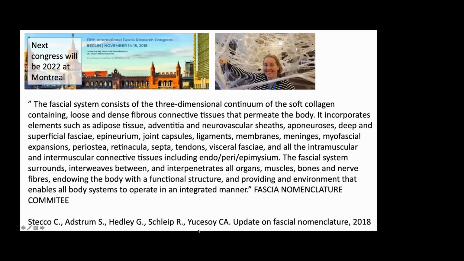Yes, the next Congress will be 2022 in Montreal. So if you get very enthusiastic about the fascia, you could join us there.